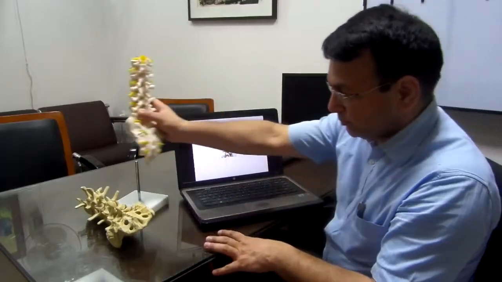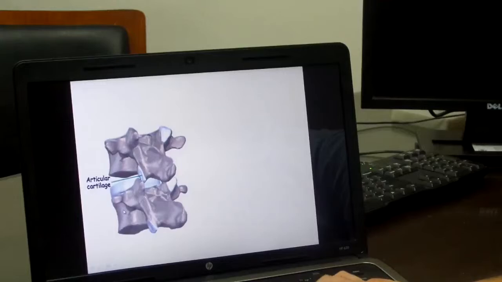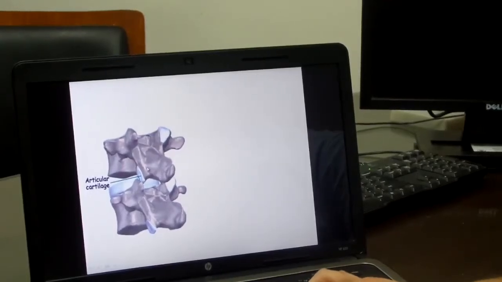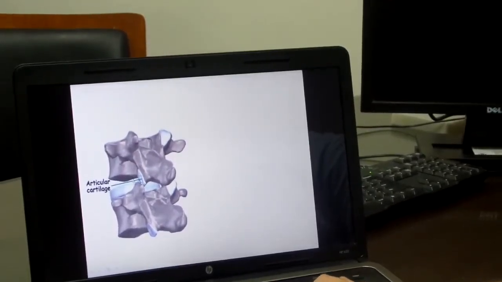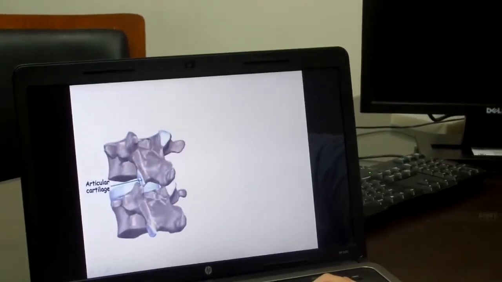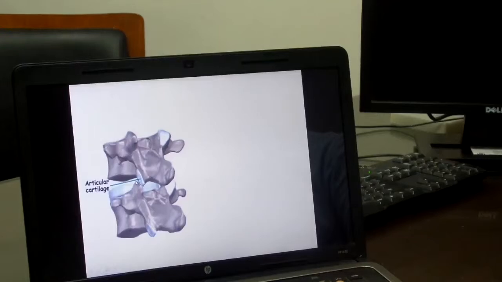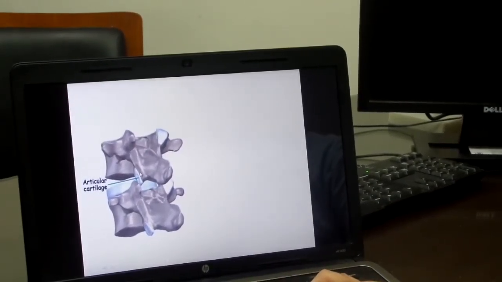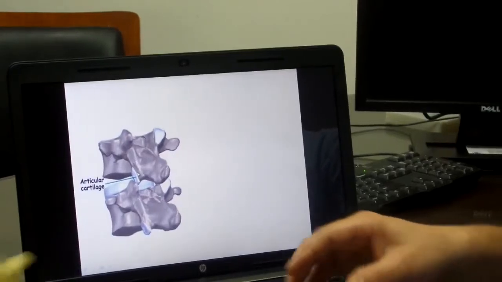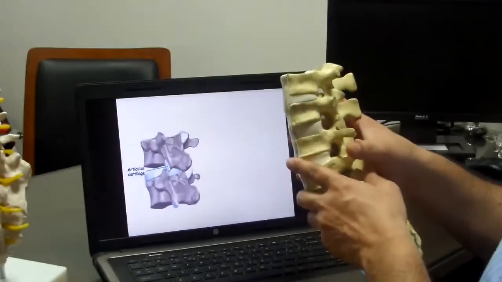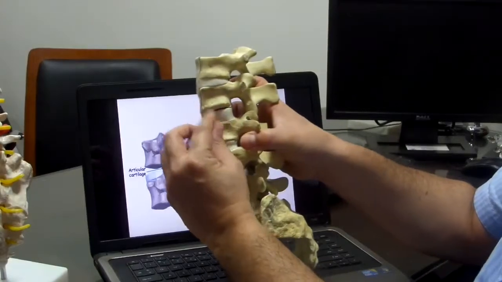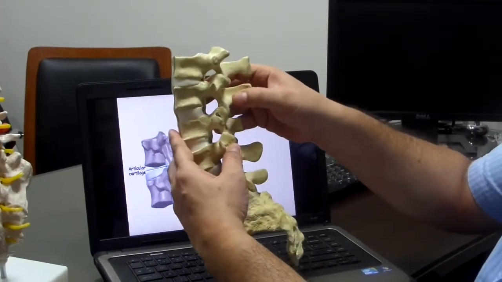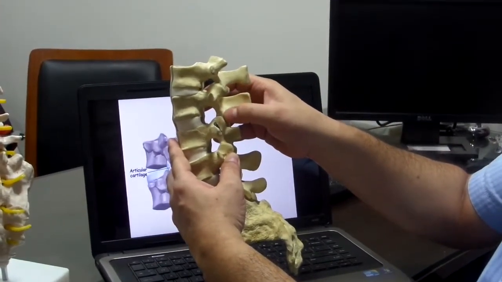Actually, one motion segment is where there is one vertebra above, one vertebra below, an in-between disc, and then a facet joint. So this we call a motion segment. The structures in the motion segment are intricately linked to each other's function. So if we see here, the disc is maintaining its normal height between these vertebrae. The facet joint is also maintaining a normal alignment and structure.